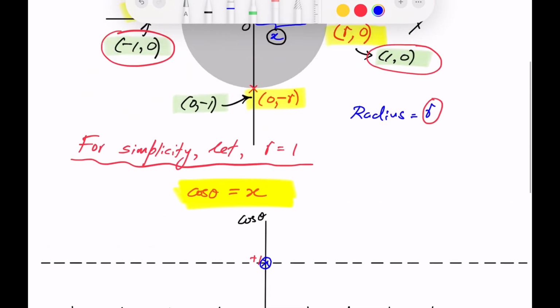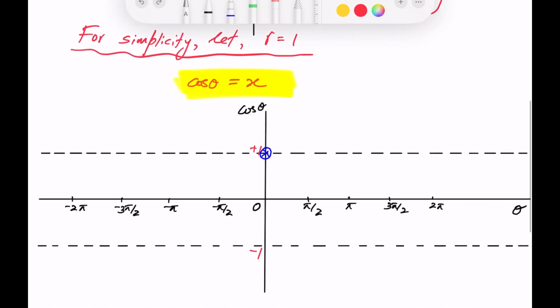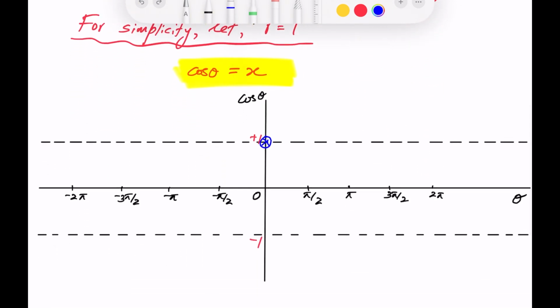Now we look at the case where theta is equal to pi over 2. Theta is equal to pi over 2 means the point P is right here on the y-axis in the positive direction. When point P is right there, the x value is equal to 0. Once again, since the x value is cosine theta, I have to show that as theta equals pi over 2, cosine theta is equal to 0.